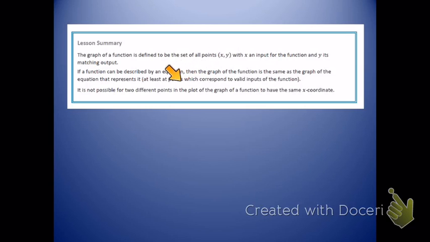Okay. And then we did some practice with functions and realized that it's not possible for 2 different points in the plot of a graph to have the same x-coordinate. Because if they do, that means that that input value does not have exactly one output. And so it wouldn't fit the definition of a function.